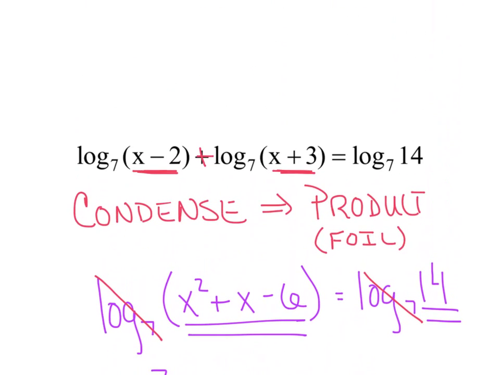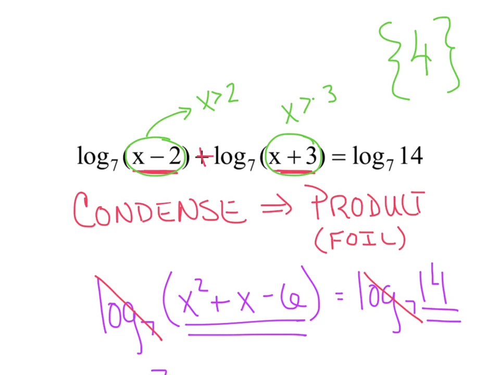Okay, what are our domains? I'm going to say the domain right here is all x values greater than 2. Right here, the domain is all x values greater than -3. We have to appease both of these domains in order to be considered a solution. I think we are going to reject the -5, but accept the +4. So there's my one and only solution.